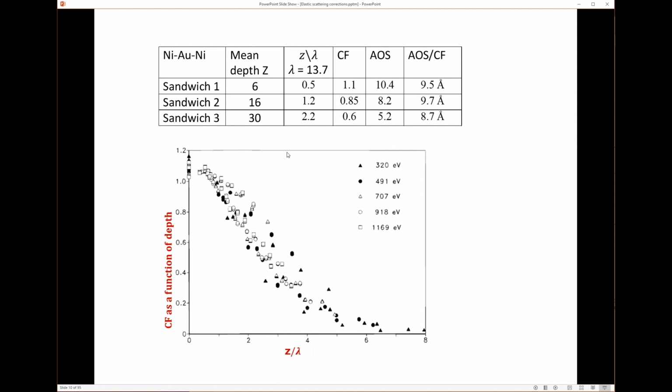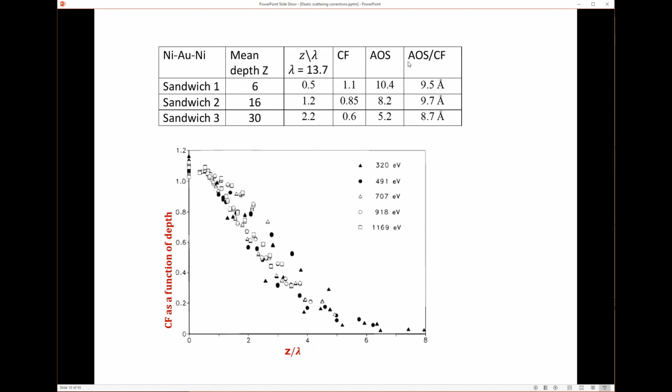So if we look up here, we have a correction factor that is about 1.1 for the first one here at 0.5. It's about 0.85 if we go to 1.2 here. 1.2 is about here, and that's 0.85. And for sandwich 3, we are at 2.2, so that's here, and we are about 0.6.